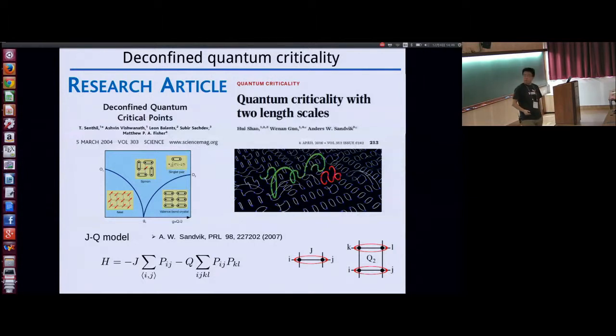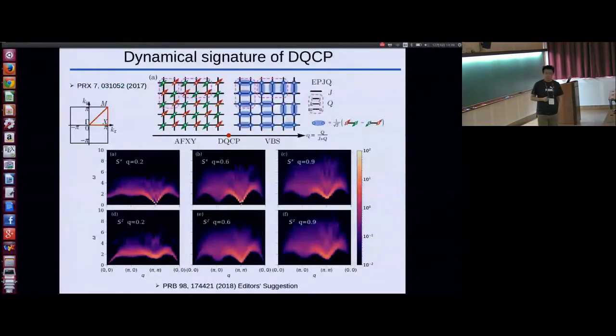So this is Wenan's paper, so it's a two-length scale. So far, there's still a lot of discussion of these models. Our approach is to ask a relatively simple question: how does the spectrum look? Let's ask the qualitative question. Then this is how the spectrum looks.